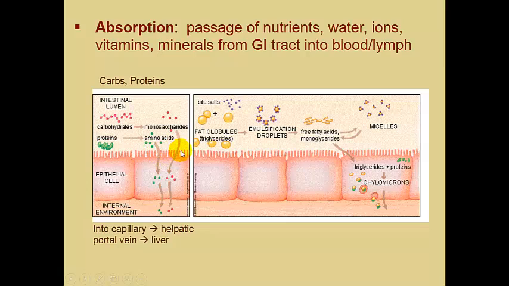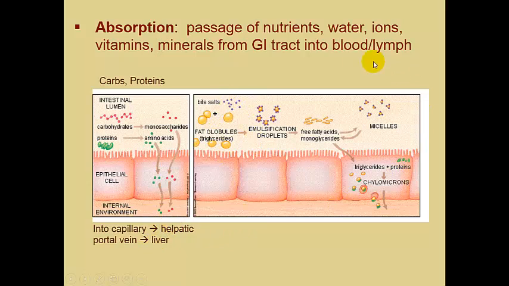Those brush border enzymes are right here on the microvilli. They don't float out into the lumen. They're attached to the membranes. And I've added some stuff in here. Once the amino acids and monosaccharides are absorbed, they go into a capillary within the villus, into the hepatic portal vein. We have a typo there, hepatic portal vein, and then ultimately they're transported to the liver.